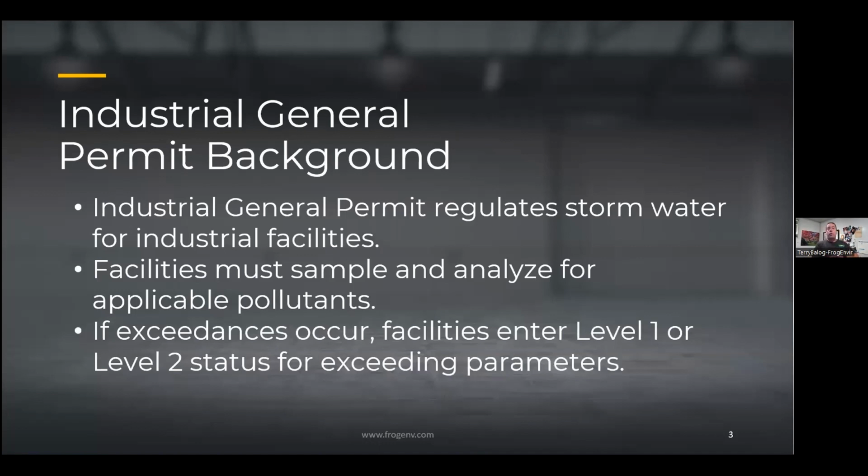So, here in California, most of you are familiar with the Industrial General Permit. It all comes under the Federal Clean Water Act. California devised their own stricter rules for industrial stormwater compliance. The Industrial General Permit regulates stormwater from industrial facilities. Facilities must sample and analyze for applicable pollutants based on their SIC code. If you're a metal recycler, you're going to be required to test for metals. And then if exceedances occur, your facilities enter level 1 or level 2 status for exceeding the parameters.